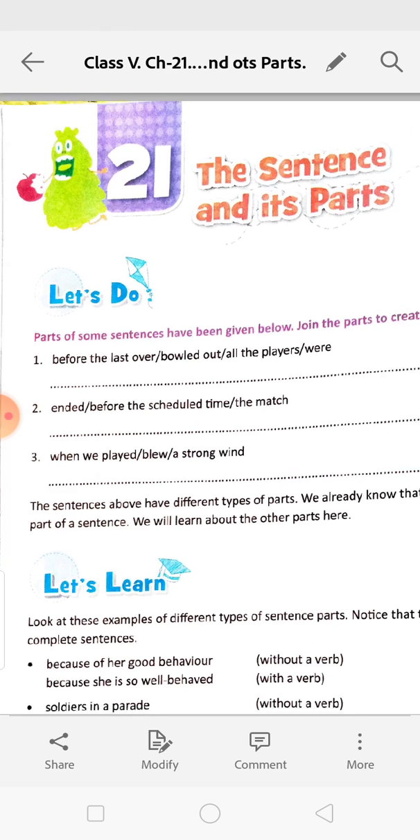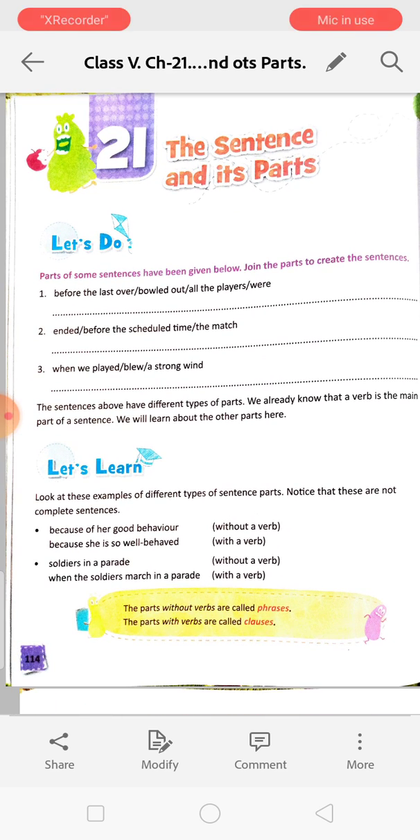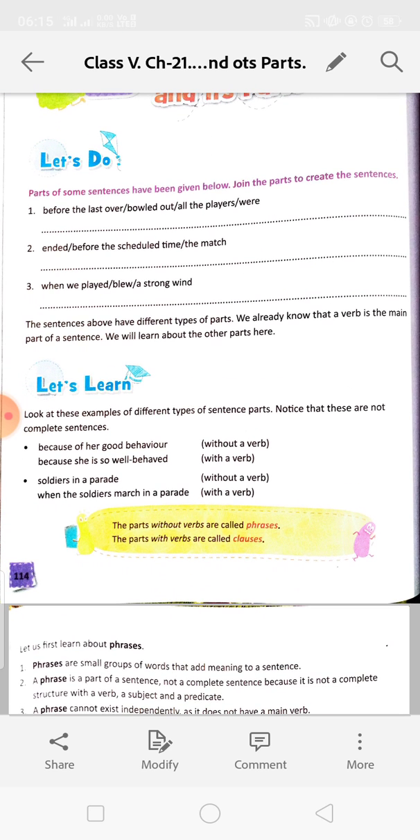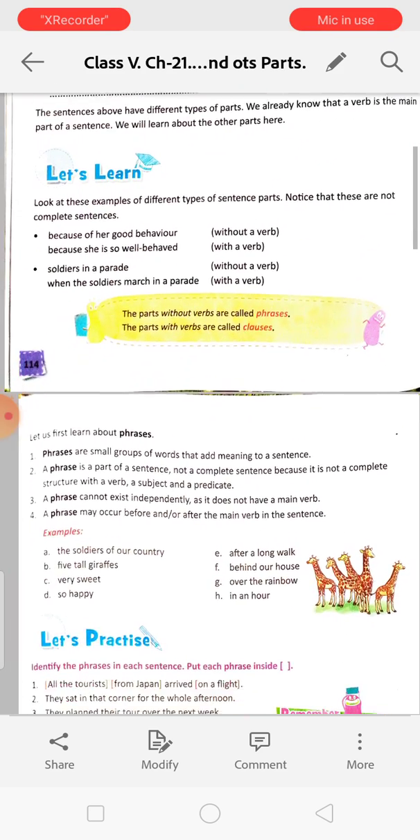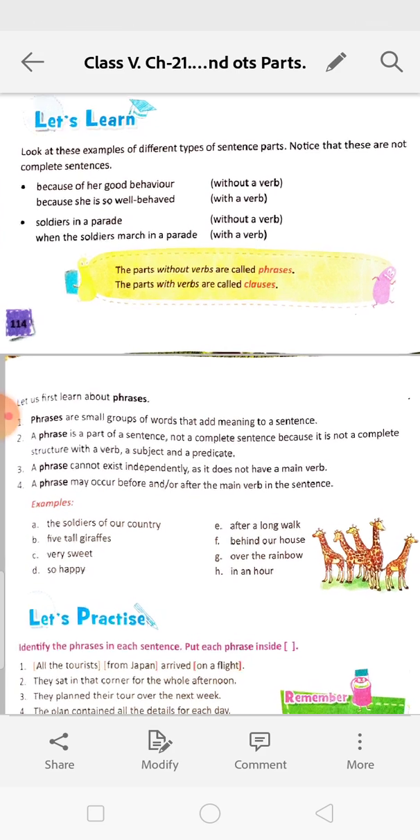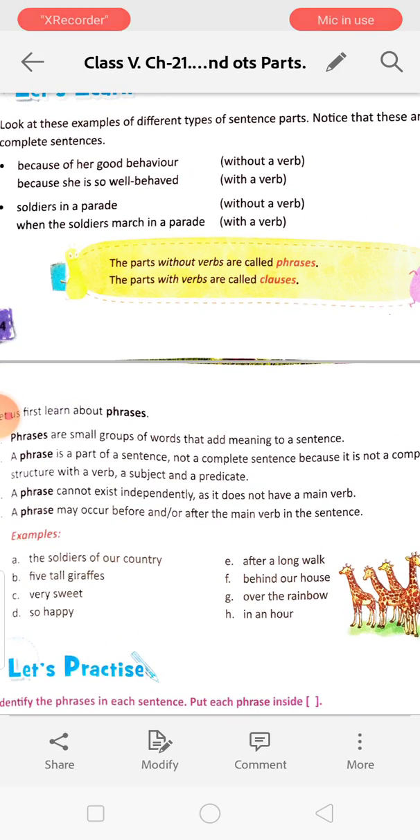The sentences above have different types of parts. We already know that a verb is the main part of a sentence. We will learn about the other parts here. Let's learn. Look at the example of different types of sentences. Notice that these are not complete sentences. So we will read some sentences and see that these are not complete sentences. Which is a complete sentence? That means the sentence that will give the full meaning.